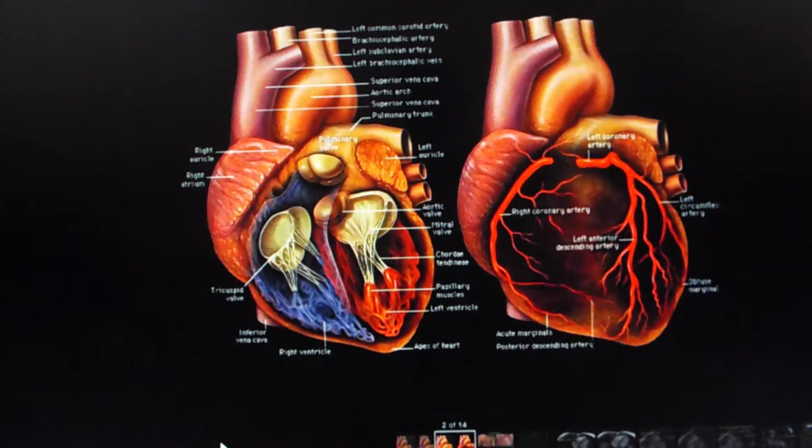I'm not going to spend more time talking about the cardiac anatomy, so let's just jump ahead and talk about the diagnosis of some common presentations of cardiac pathology.